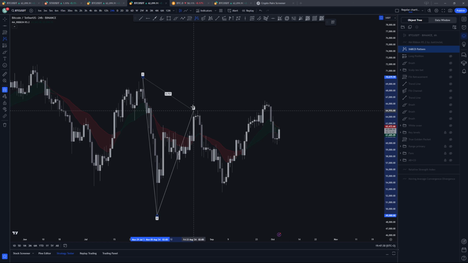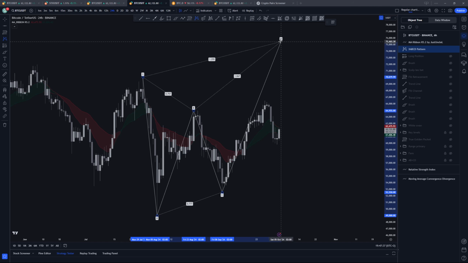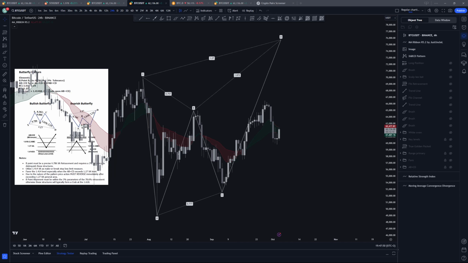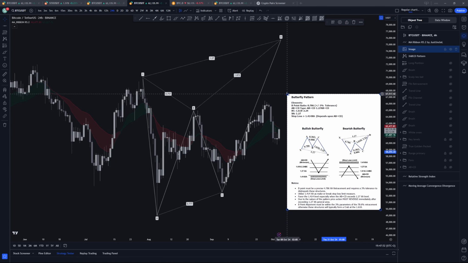So if I draw an XABCD tool from the highs to the lows, what we can see is that we get a nice combination of ratios. This thing is called a bearish butterfly. I'll put a cheat sheet on the screen in a second. It's this thing. This is not completed, right? So I cannot actually trade this.